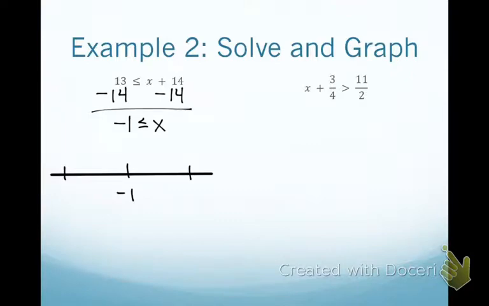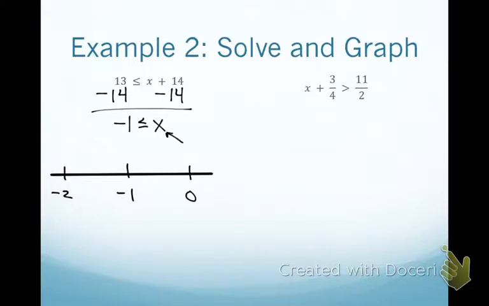-1, what number goes to the left? Should be thinking -2, and then 0. But I have to read my answer variable first. My solution is not -1 is less than or equal to x. If you read it that way, you're going to try to draw your arrow to the left. You have to read it: all solutions, all numbers are going to be greater than or equal to -1.